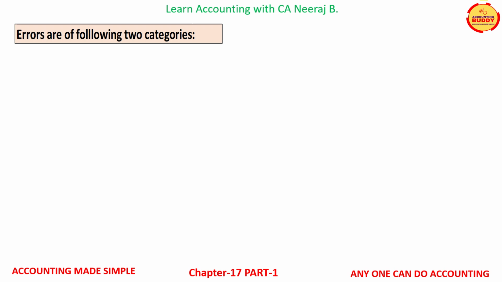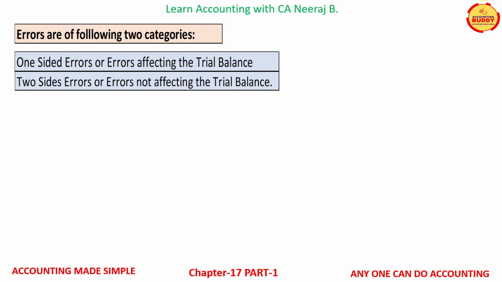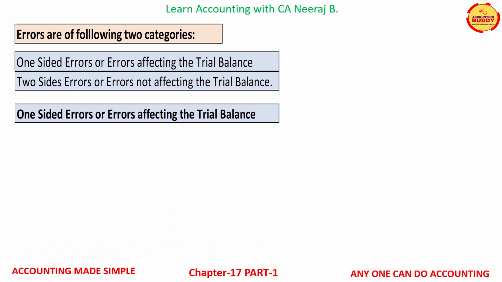Now errors can be of two types, one-sided errors or errors affecting the trial balance and two-sided errors or errors not affecting the trial balance. Let us now understand more about one-sided errors or errors affecting the trial balance.